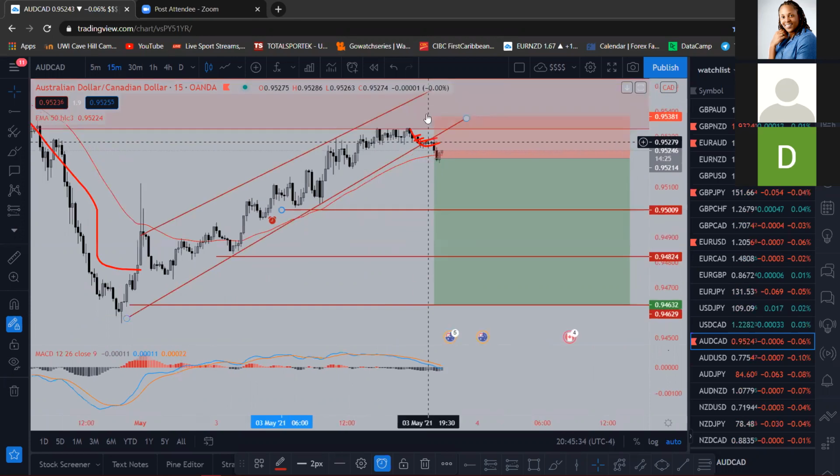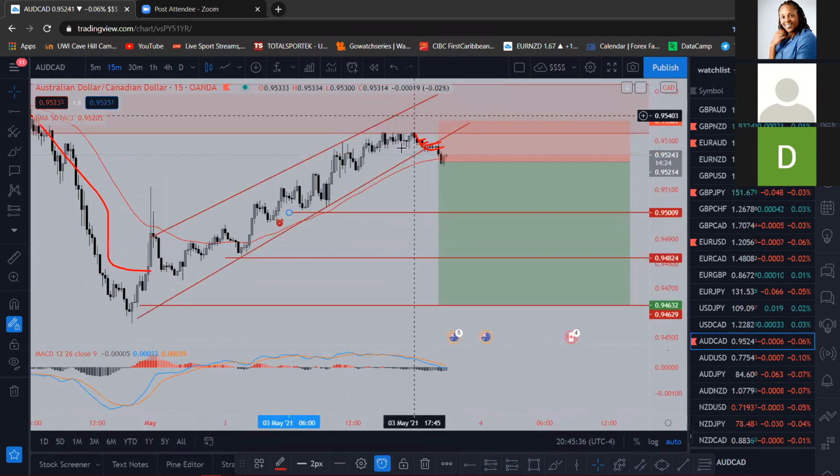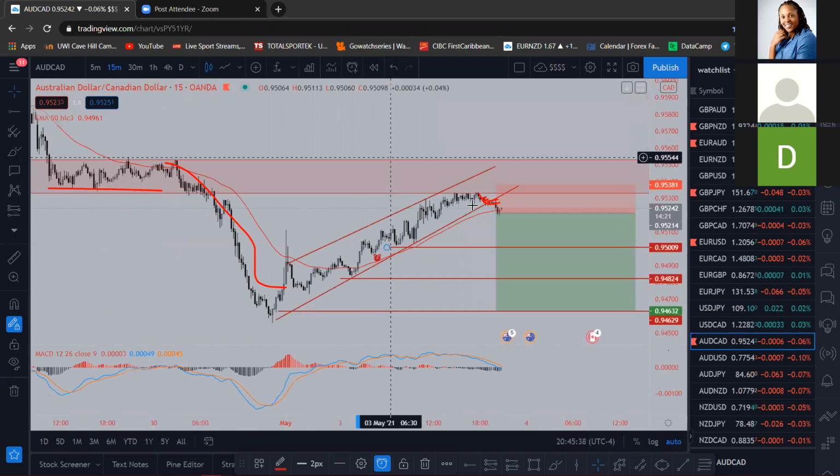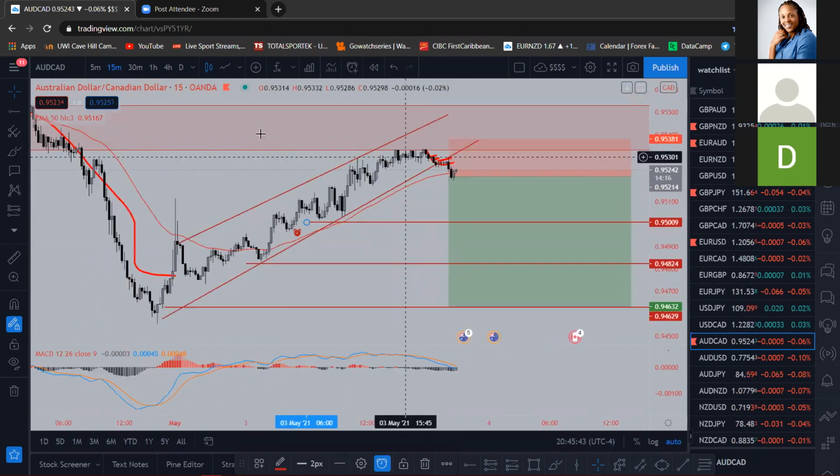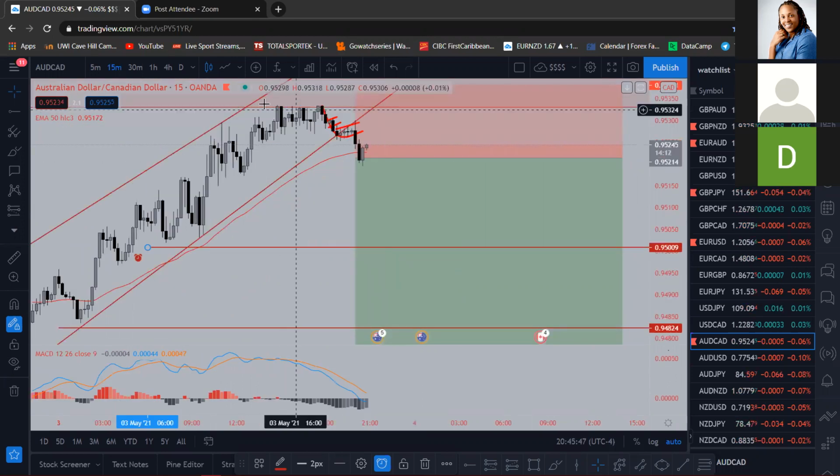And even if price comes by and hits our stop loss, if we get our confirmation again, you could enter the sell again. Nothing wrong with that. But remember, if it breaks this high, it becomes invalidated. All right.